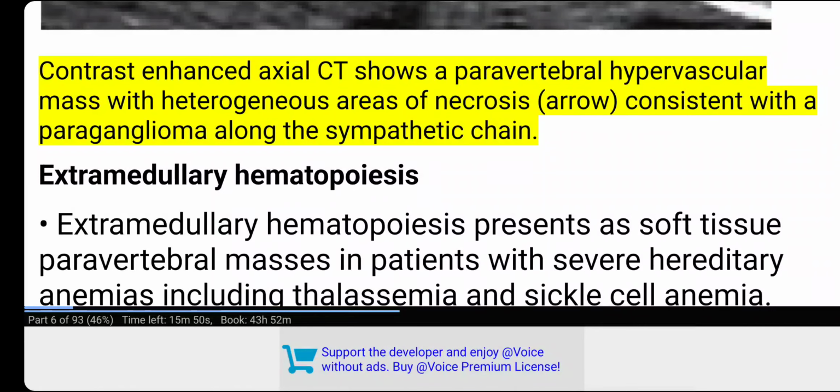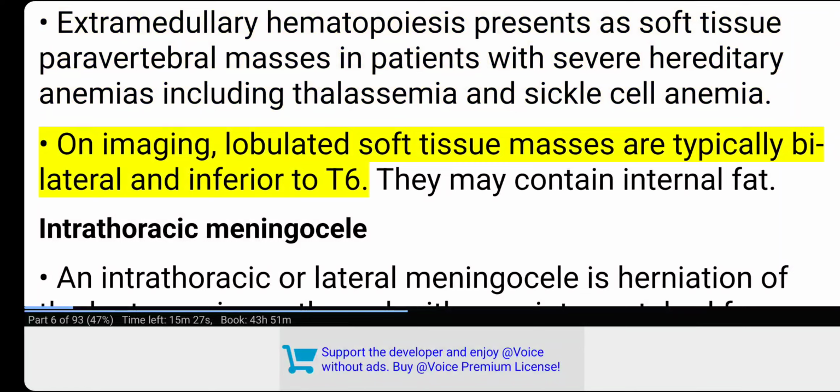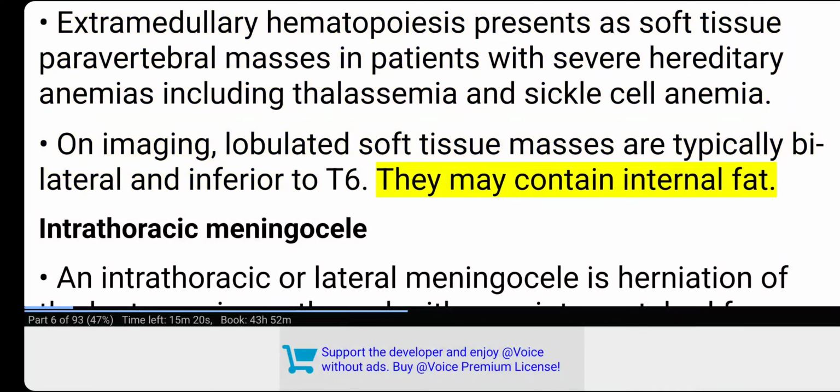Contrast-enhanced axial CT shows a paravertebral hypervascular mass with heterogeneous areas of necrosis, arrow, consistent with a paraganglioma along the sympathetic chain. Extramedullary hematopoiesis. Extramedullary hematopoiesis presents as soft tissue paravertebral masses in patients with severe hereditary anemias including thalassemia and sickle cell anemia. On imaging, lobulated soft tissue masses are typically bilateral and inferior to T6. They may contain internal fat.